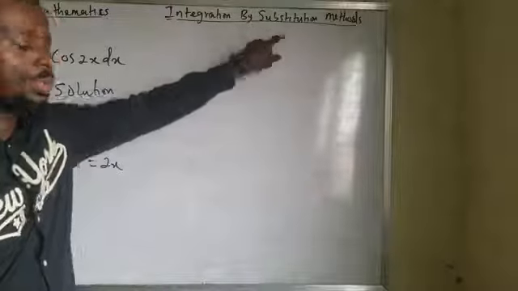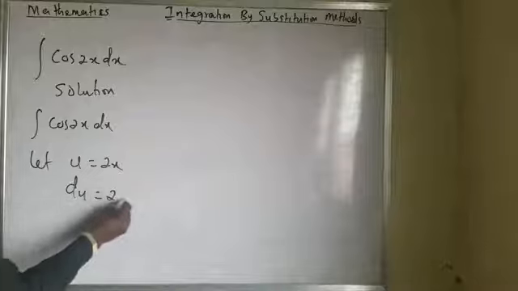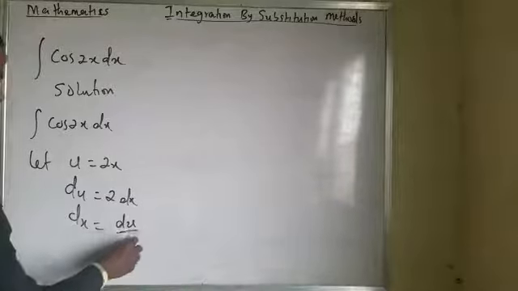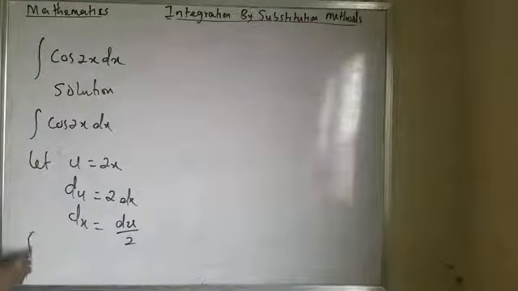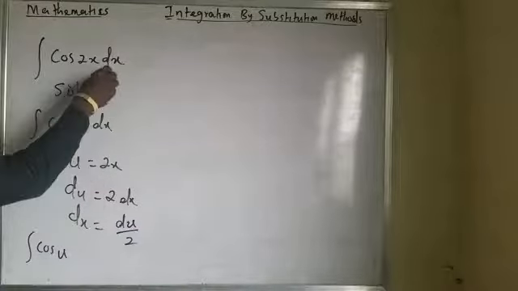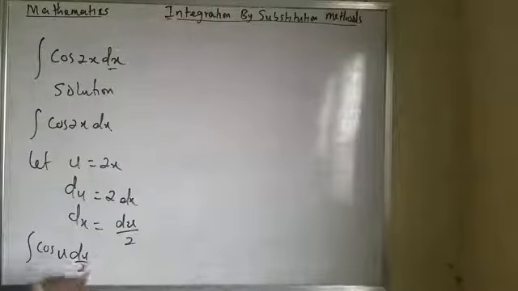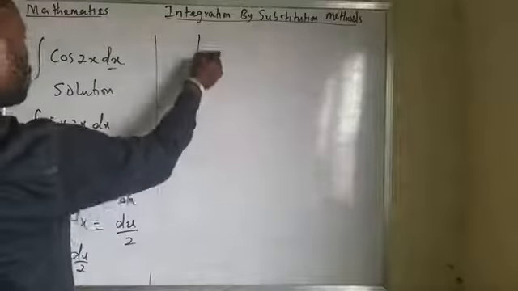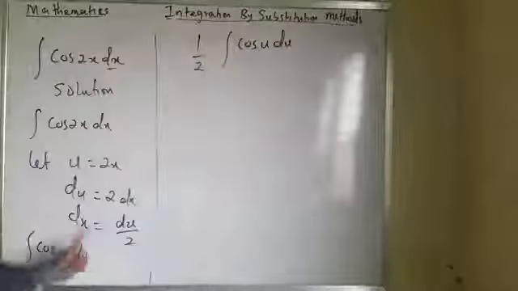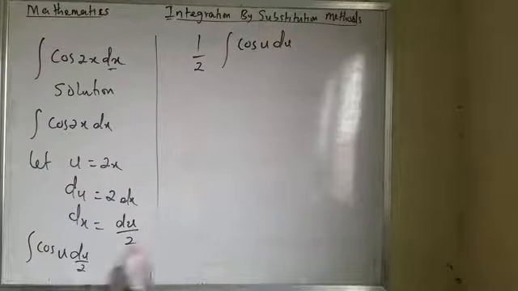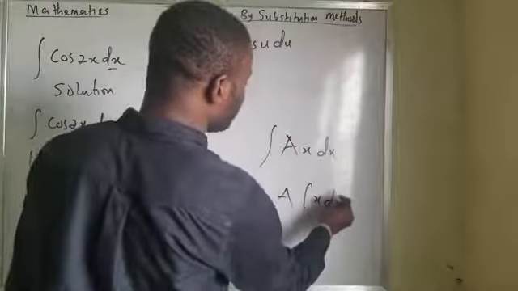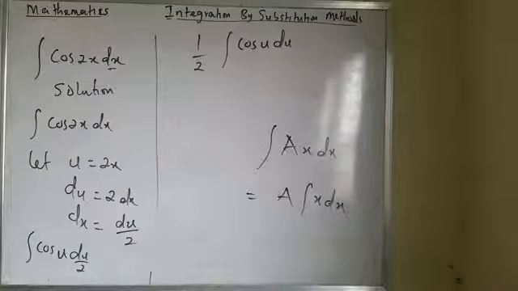That is the word substitution. Can you say du will be equal to 2 dx? Now my dx will be equal to du all over 2. Coming back here, the integral of cos, where my u becomes 2x and my dx becomes du all over 2, which I can easily write as 1 over 2 times the integral of cos u du, because it's a number. A number can move out, like if I have the integral of a x dx, it is the same as a times the integral of x dx. Please take note of that.